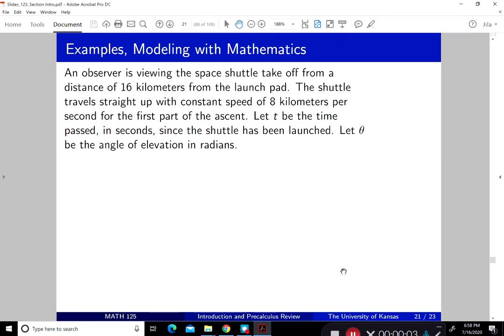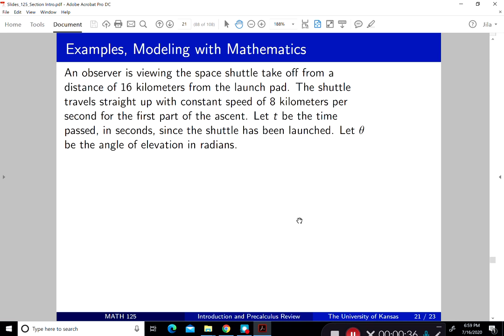We're continuing with review, and this is an example with modeling with mathematics. So in calculus, there are a lot of discussions with rate of change and how things are related to each other. Rates of change are related to each other, and this question actually brings up some of those facts, the precalculus of the calculus concept, basically.